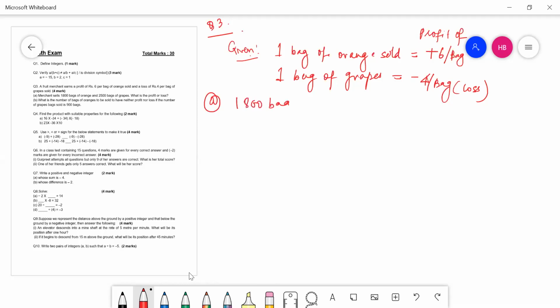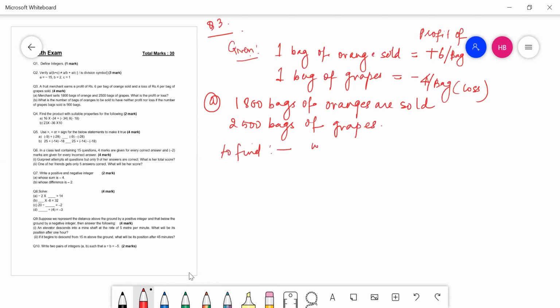1800 bags of oranges are sold is the first bit of information, and the second is 2500 bags of grapes. Okay, this much is sold. Now it is asking me what is the profit or loss. So what I have to find here is profit or loss. You can see there is already so much information given in this question to me, right? So let's do the solution of this question.